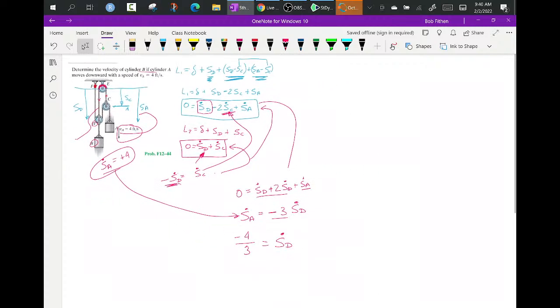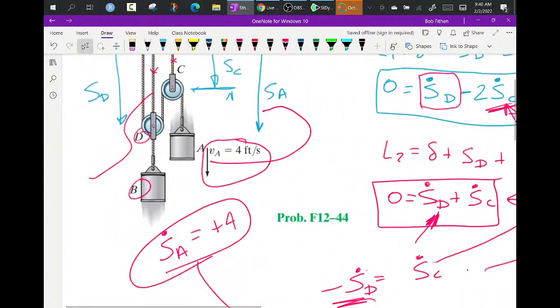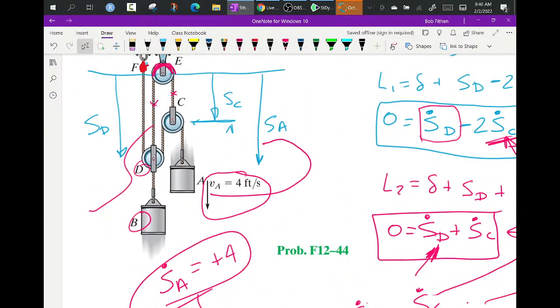So does it make sense? First of all, you can figure out the value, but I'm more interested in the sign. In other words, this sign tells me that since SA is positive going down, SD becomes negative. That means this is being drawn back up. And to me, that kind of makes sense.